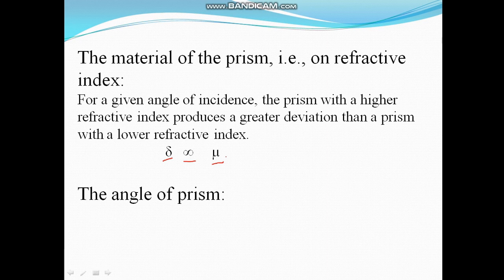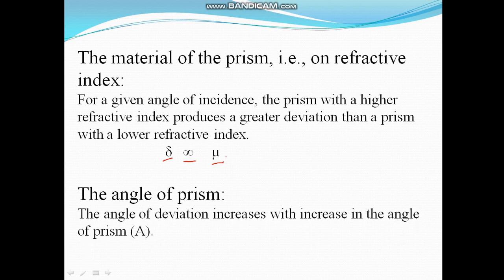Thirdly, the angle of prism. The angle of deviation increases with increase in the angle of prism. So, I can state mathematically that angle of deviation is directly proportional to angle of prism.